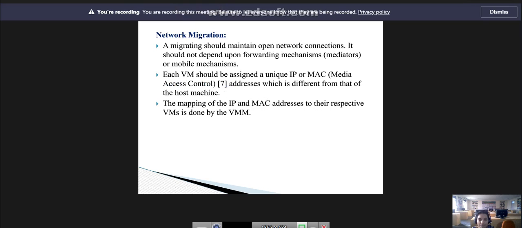Next, coming to network migration. A migration should maintain open network connections. It should not depend on a forwarding mechanism, that is, mediators or mobility mechanisms. Each virtual machine should be assigned a unique IP or MAC, that is, media access control address, which is different from the host machine. The mapping of IP and MAC addresses to their respective virtual machines is done by the VMM. The VMM maintains a mapping of virtual machine IP and MAC addresses to the corresponding virtual machines.